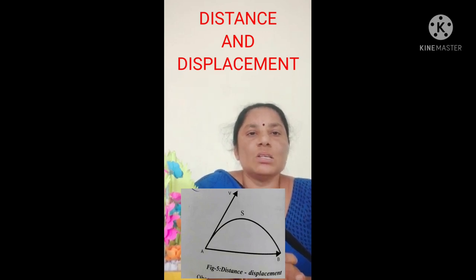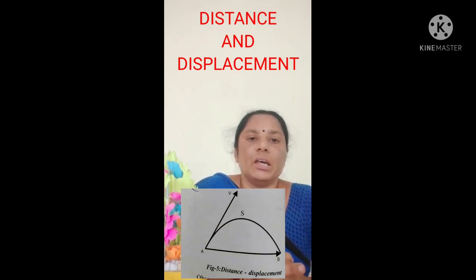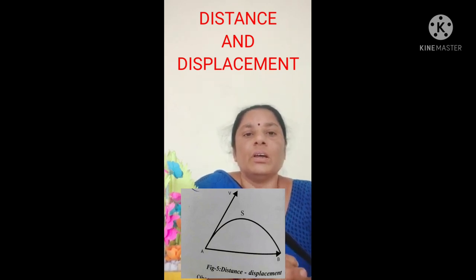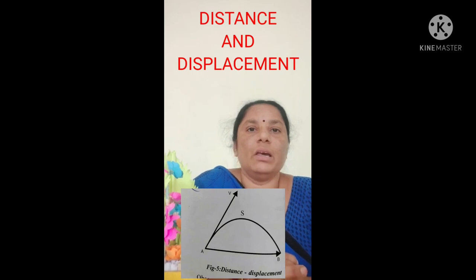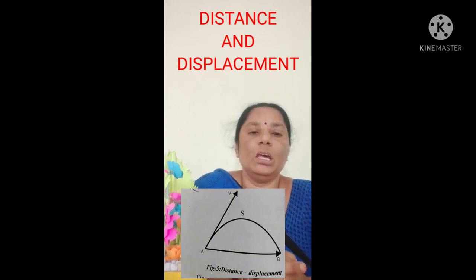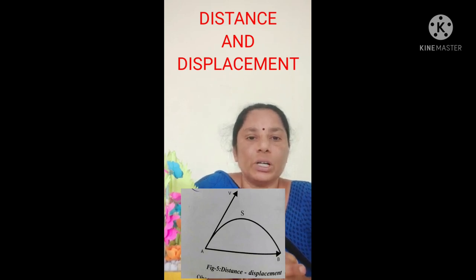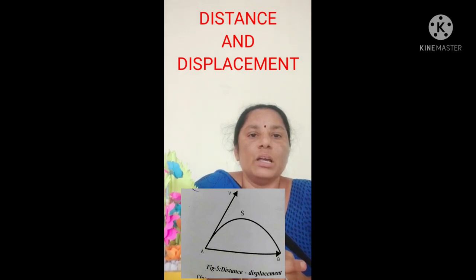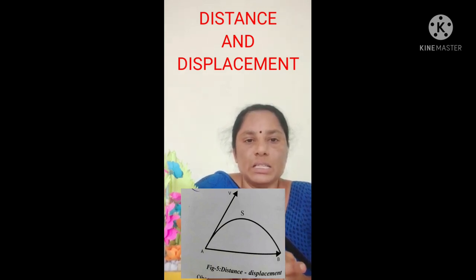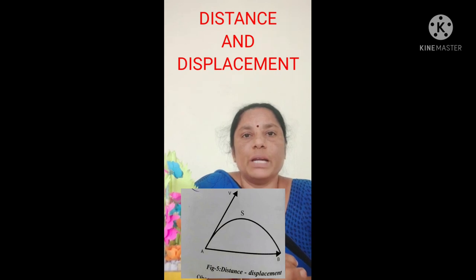Displacement is the shortest distance covered by the object in a specified direction. In this figure, the displacement from A to E is 10 kilometers. So, the shortest distance covered by the object in a specified direction is called displacement.